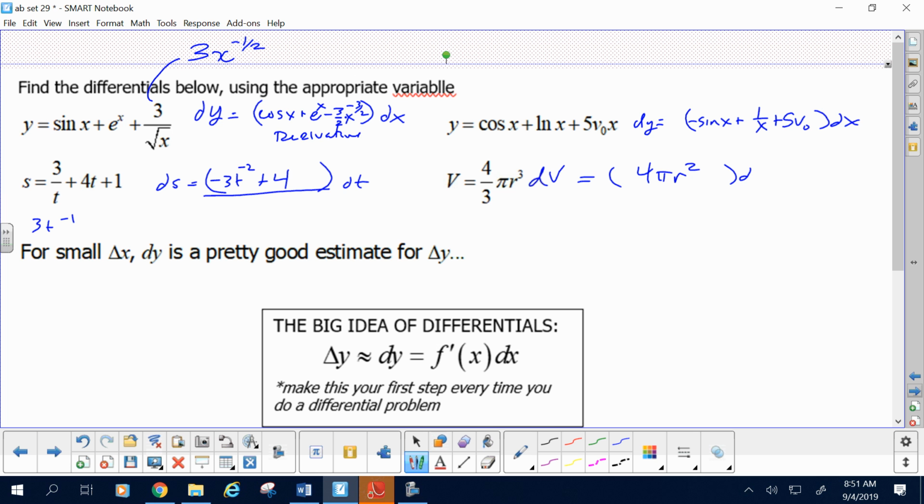Did you say dr? Yeah. Okay, awesome. Look at there, the derivative of volume is the surface area. Isn't that spooky? There's calculus there, you don't even know.